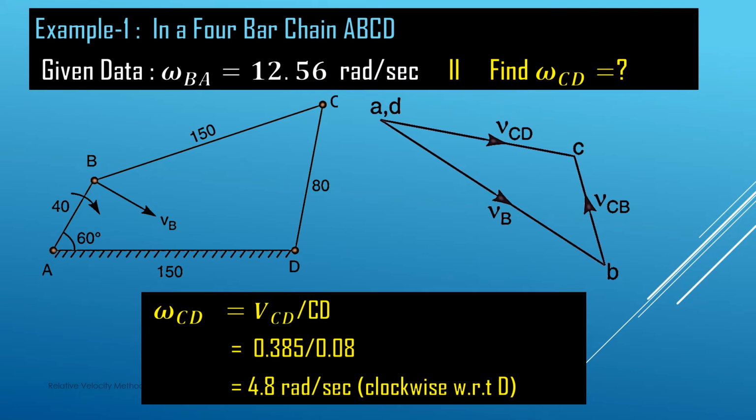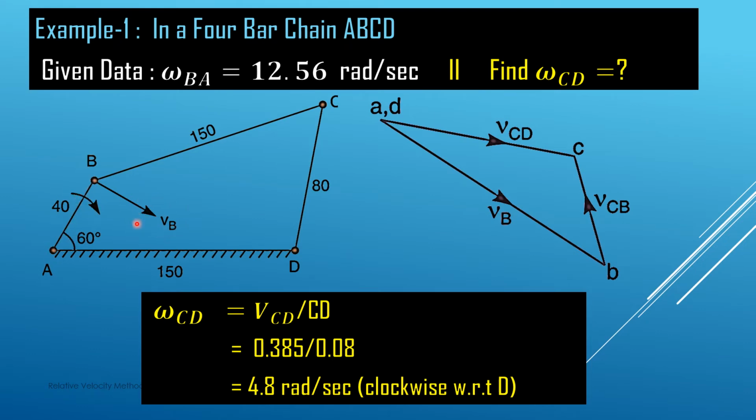Here we have discussed one numerical problem. It is a 4-bar chain A, B, C and D. All the distances of the different links are marked, in mm. AD length is 150 mm, AB length is 40 mm, BC length is 150 mm and CD length is 80 mm. In this case, link AB makes an angle of 60° with link AD, and the rotational speed of link AB, omega BA, is given as 12.56 radian per second in the clockwise direction.